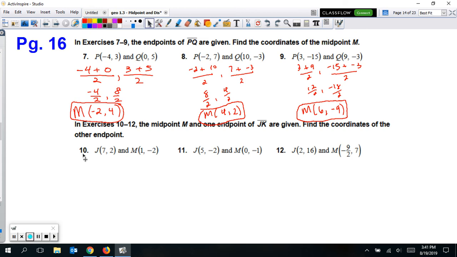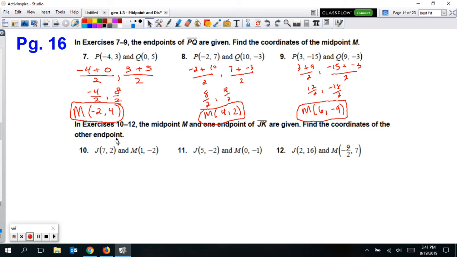Now down here on number 10 through 12, we're using the midpoint formula, but it tends to be a little more challenging because look what it says. The midpoint M and one endpoint of segment JK are given. So your segment this time is JK, the endpoints are J and K, and the midpoint is M. But you're going to be given the midpoint every time. You want to find the coordinates of the other endpoint.